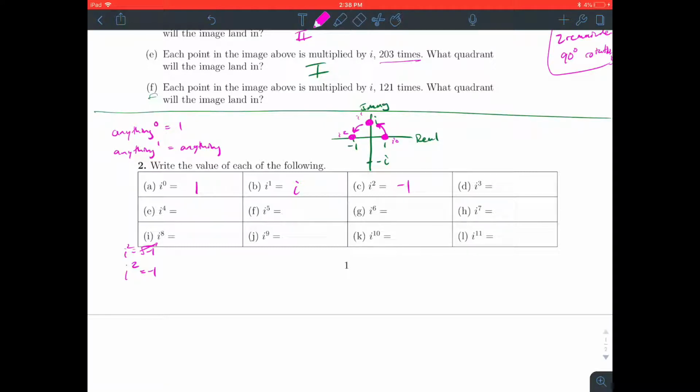Now to get i to the 3rd, a good guess would be, I'm going to use blue for this guess, a good guess would be i to the 3rd is actually -i. Maybe it continues that looping cycle. But we had to put a question mark on this because we might not be sure. One way you can think about i cubed is i times i times i. i times i is i squared. i squared is -1. So we get -1i, which is -i. So our diagram agrees. So I'm going to erase the question mark.